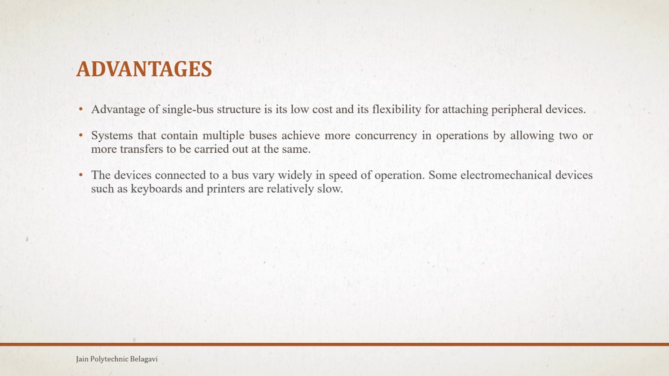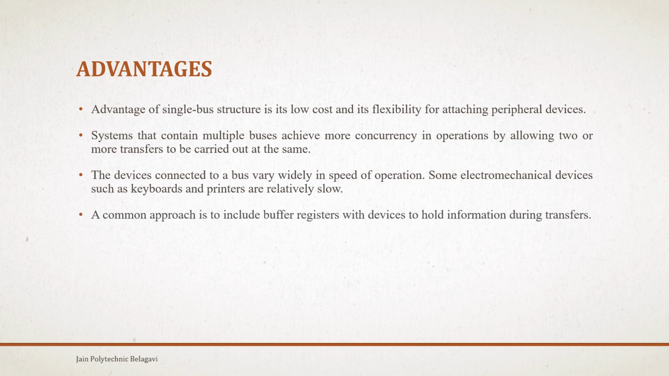Now, the devices connected to a bus vary widely in their speed of operation. Some of the electromechanical devices such as keyboards and printers are relatively slow. For this, a common approach is to include buffer registers with devices to hold the information during transfers.